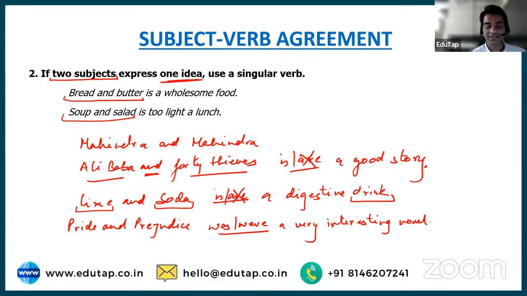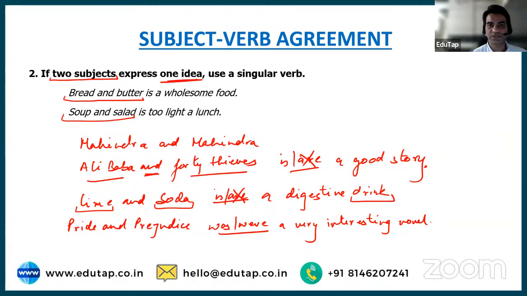But see, sir, this is the name of a novel, Pride and Prejudice. Has anyone heard about this? Has anyone read this? It's a very, very famous novel. Pride and Prejudice. There's a movie as well. I think Aishwarya Rai acted in that. Right. Yes. Very good, Uttam.